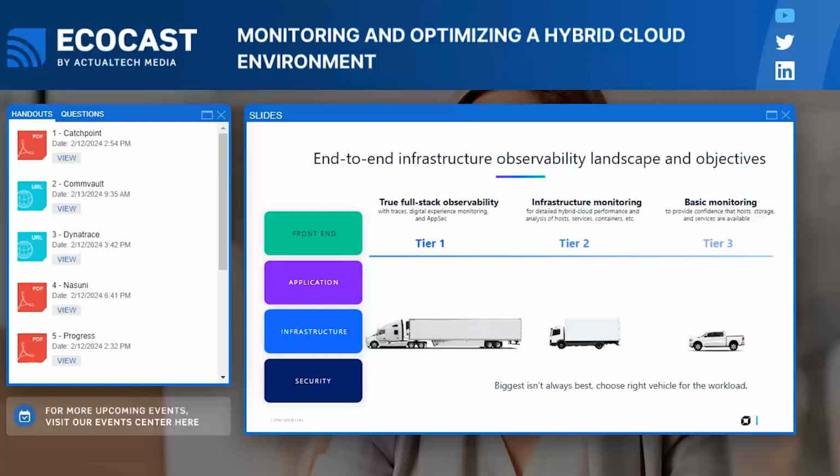But you probably have some applications, thinking back to what your own customer diagram looks like, where you might need a tier 2. This is a little bit more detailed in the hybrid cloud performance area, where you want some analysis of those hosts, their services and containers, but doesn't require the full stack of all the bells and whistles that come with tier 1. And then lastly, sometimes basic monitoring is all that's really needed, that you want to provide the confidence that your hosts, your storage, and your services are available. And sometimes a trusty pickup truck will do the job.